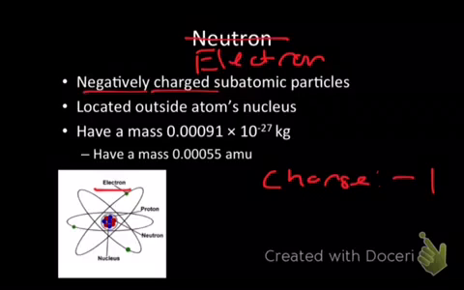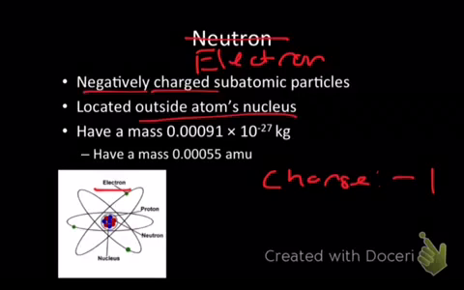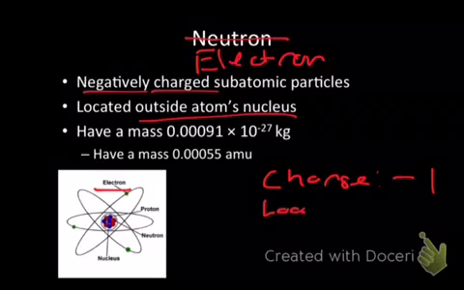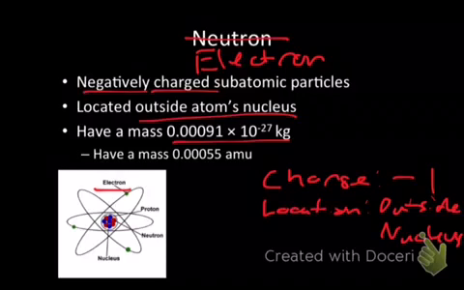What it means to be negatively charged is basically that for each electron you have in your atom, the charge decreases by 1 charge unit. So protons added 1 to the charge, neutrons didn't change the charge, and electrons decreased the charge by 1. They're located outside of the atom's nucleus, and that's unlike protons and neutrons, which are inside the atom's nucleus, and they have a mass of 0.00091 times 10 to the negative 27 kilograms. So that's even smaller than protons and neutrons. In atomic mass units, that's 0.00055 AMU. I'm sorry. So the mass is just about 0 AMU.